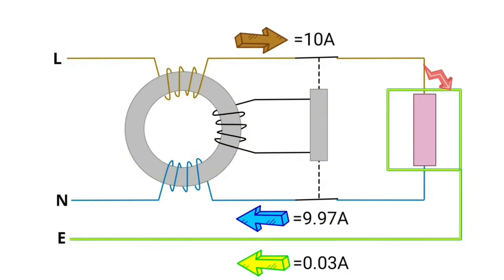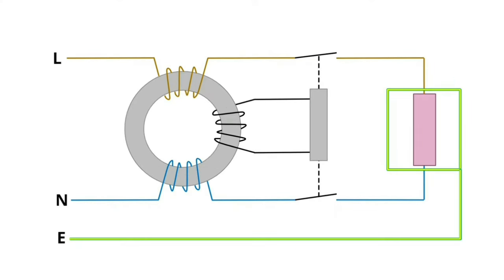But if an earth fault occurs and the current flowing back through the neutral is slightly smaller, this makes the neutral magnetic field slightly weaker than the one around the line conductor. So now this slightly stronger magnetic field is able to generate a small amount of current into the tripping coil using the exact same principles that you'll find in the operation of, say, a transformer. If the difference in current in the line and neutral is big enough, the current generated in the tripping coil will be enough to trigger the tripping device and disconnect the circuit.